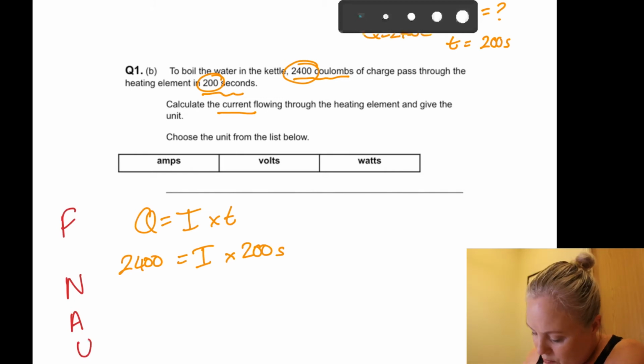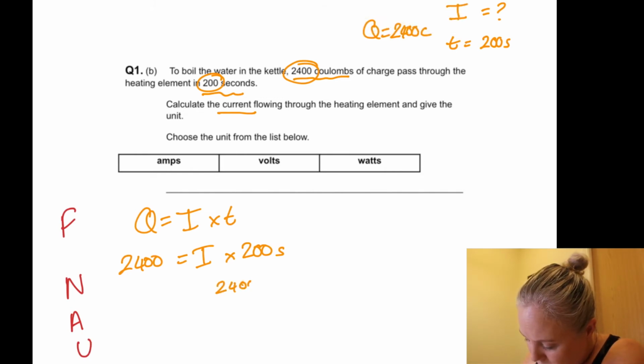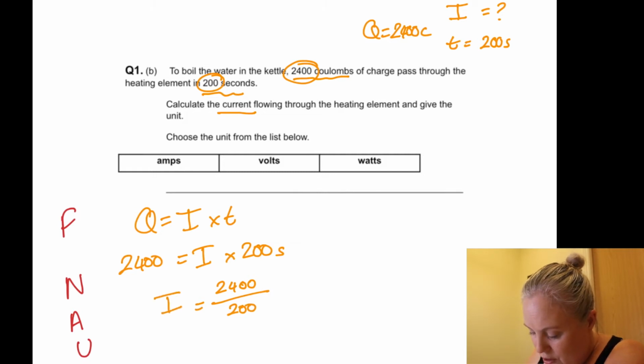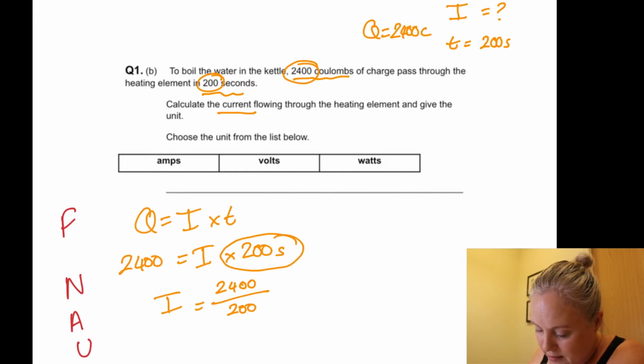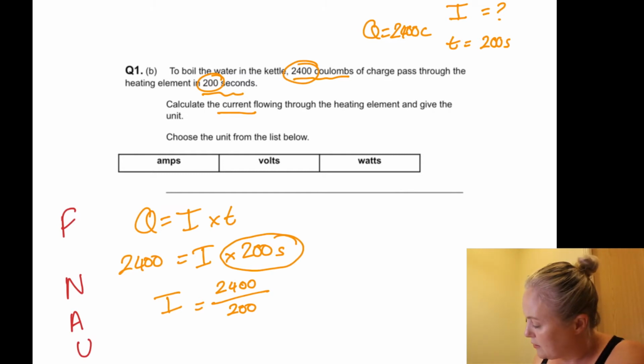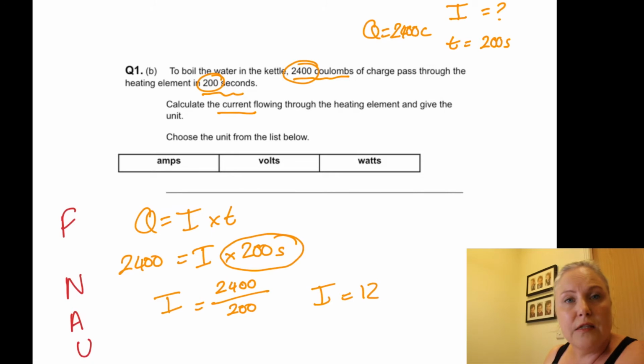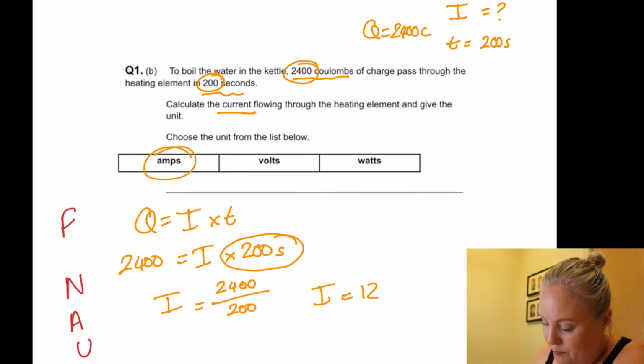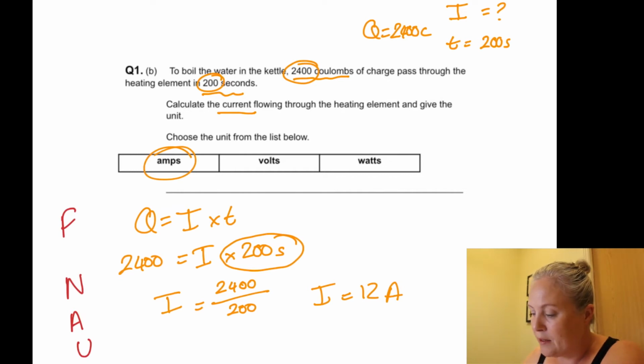So we're going to do 2,400 divided by 200, which will give us the current. What I've done there is divided both sides by 200 seconds so that I can work out the current. So 2,400 divided by 200 gives me my answer, which is 12, and then I don't forget the units of current. Current is measured in amps, A. 12 amps is our answer.